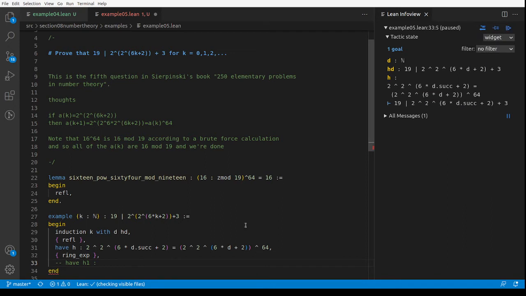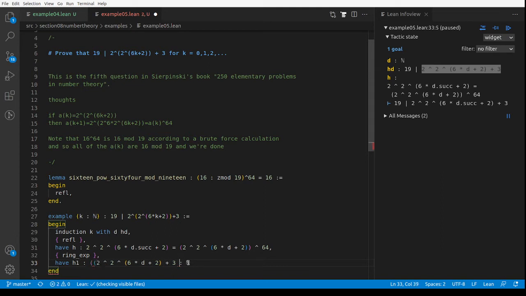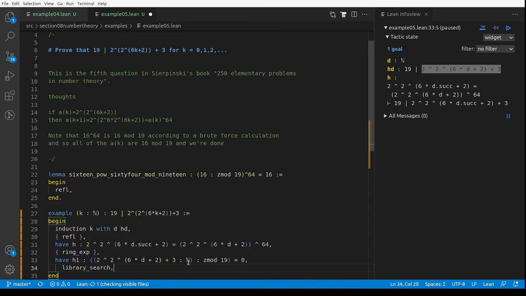Let's pause it instead. Oh, that's worked. Have H1. I claim that this thing here in Z mod 19, what if that's going to work? I want Lean to work that out as a natural number, and then when it's finished doing that, I want it to reduce it mod 19. Z mod 19 equals 0. And I wonder if I can do library search on that, because I know 19 divides it.